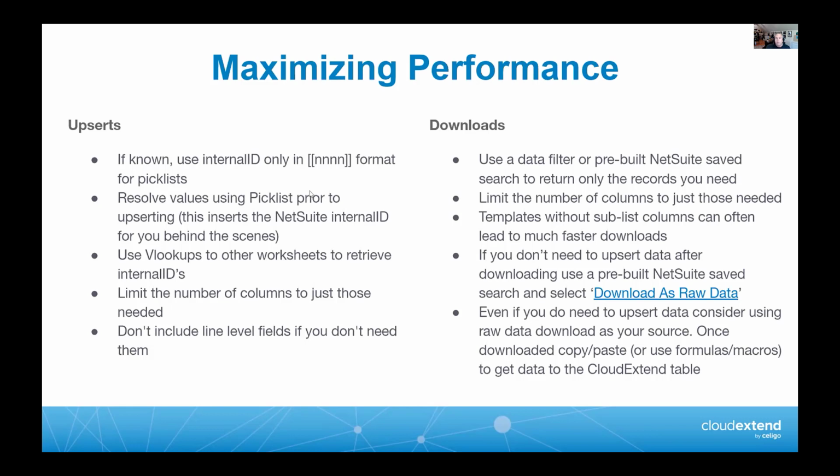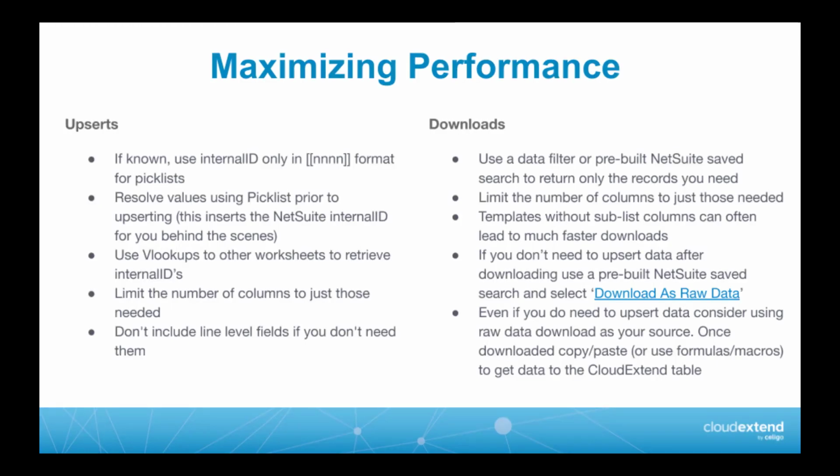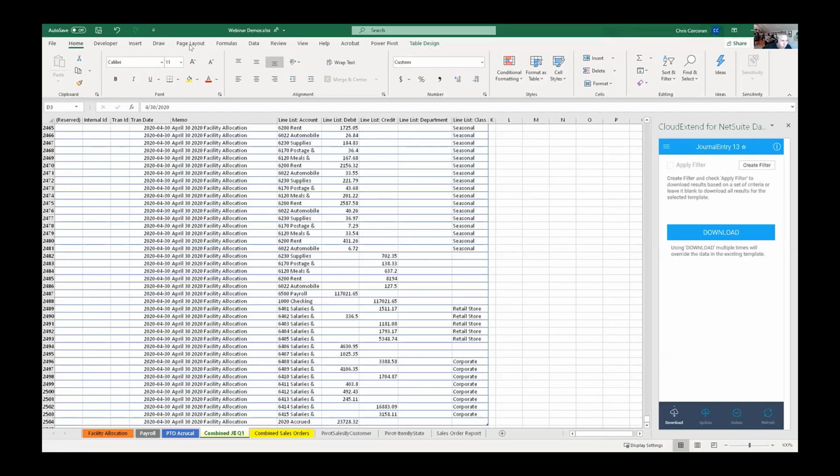So let's just say you've got 5,000 sales orders that you need to fix. It will take some time for those to download into a table. So instead, just download them using the raw data and then copy and paste them over into the table. So those are just a few performance tips and tricks. So I'm going to just stop now and pull up my Excel and go through the portion that I wanted to cover.